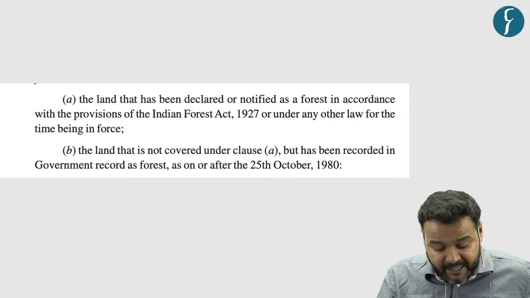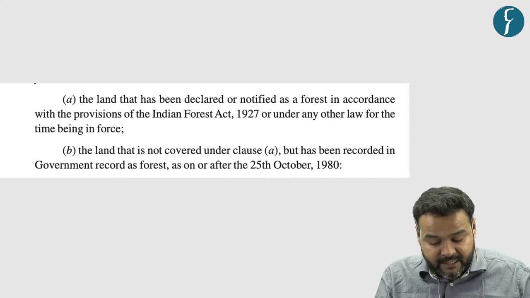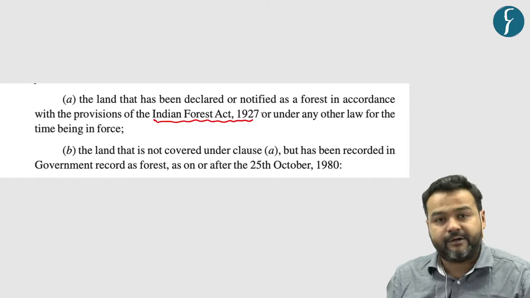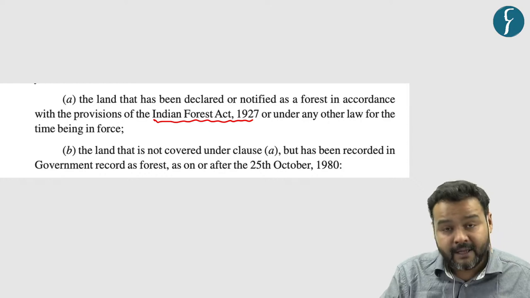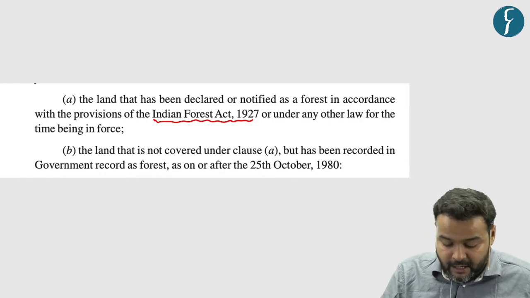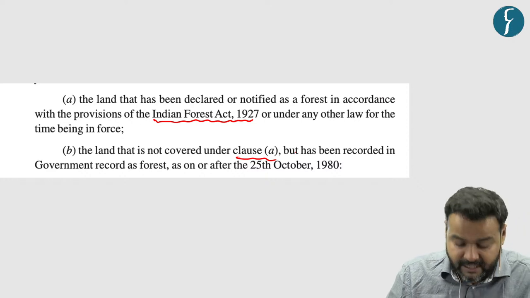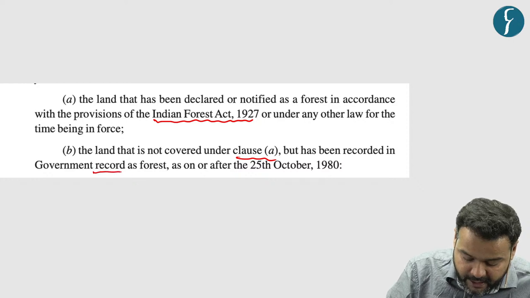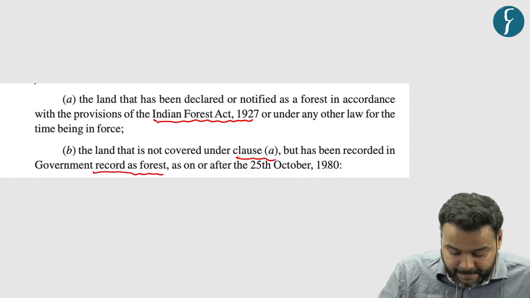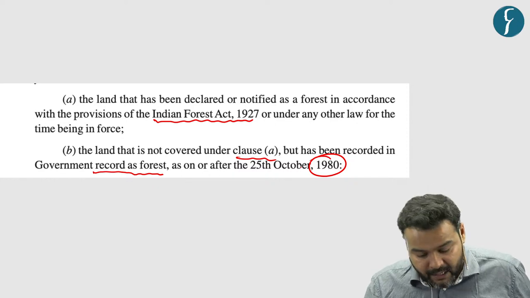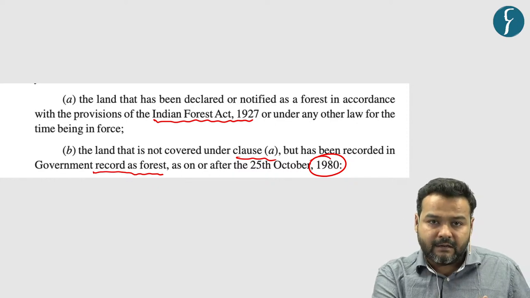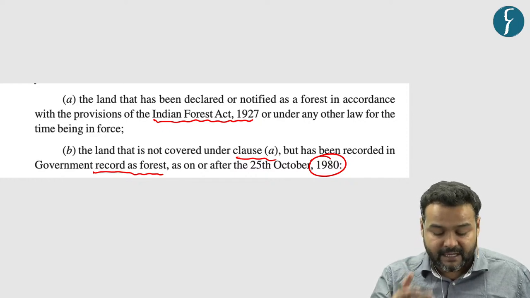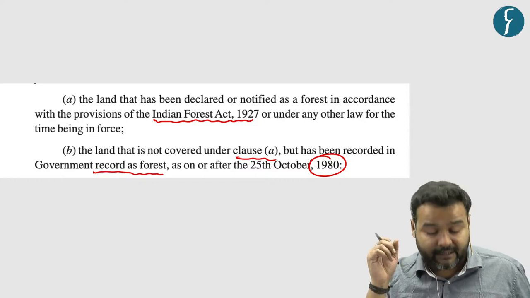A: the land that has been declared or notified as forest in accordance with the provisions of the Indian Forest Act 1927, as the situation was earlier. B: the land that is not covered under clause A, that is under the Forest Act 1927, but has been recorded in government records as forest as of 1980. So the revenue land which has been recorded as forest in the state government's record, as well as the notified area under the Forest Act of 1927.